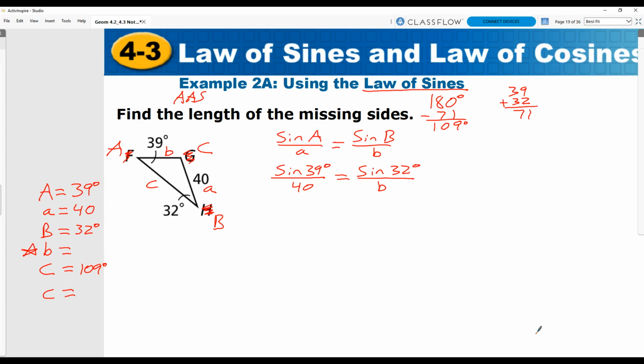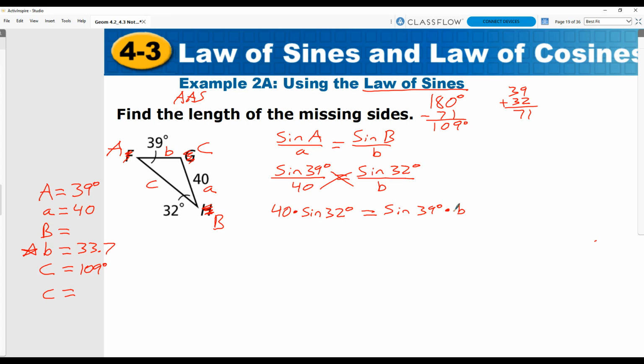And then just like we did in our previous units, we're going to cross multiply and set up an algebra problem to solve this. So if I cross multiply, I'm going to have 40 times sine 32 degrees on one side, which is equal to sine 39 degrees times B on the other side. That's what I have so far. Before I multiply these out, I want to solve for B. I want to get B alone before I do any calculations, because these come out to be such long decimal numbers that it gets kind of messy.